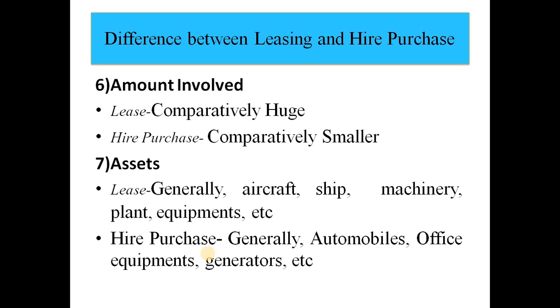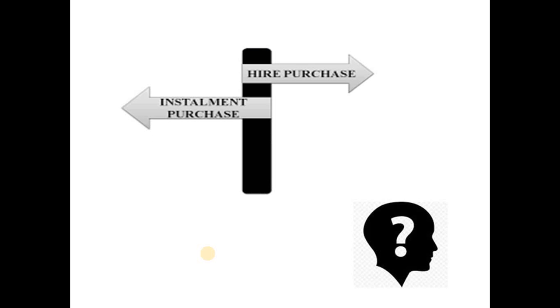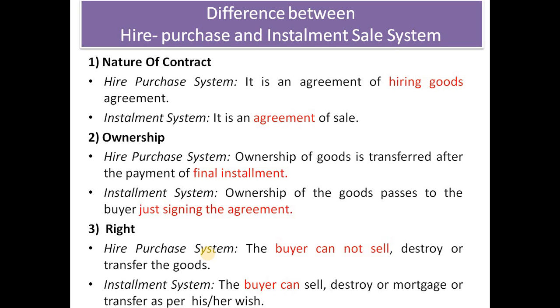And in case of hire purchase, generally automobiles, office equipment, generators, these are the assets where the amount involved is not so huge as compared to the leasing assets. These are the assets which are given on hire purchase and purchased on hire purchase system. Now students will see the difference between installment sale system and hire purchase.